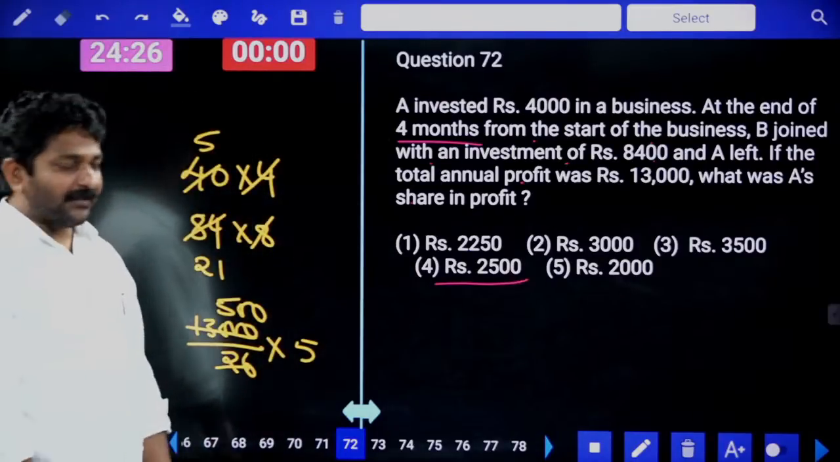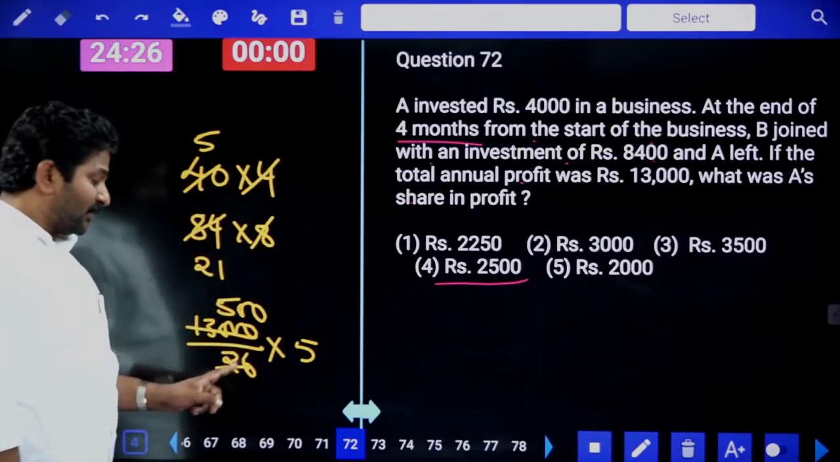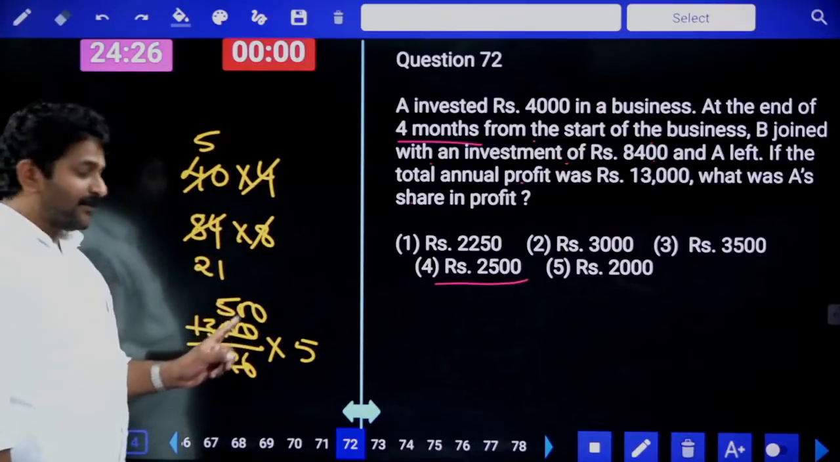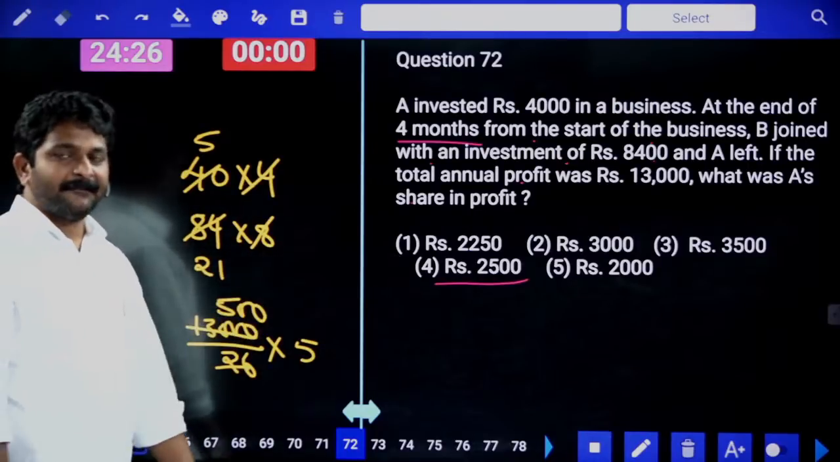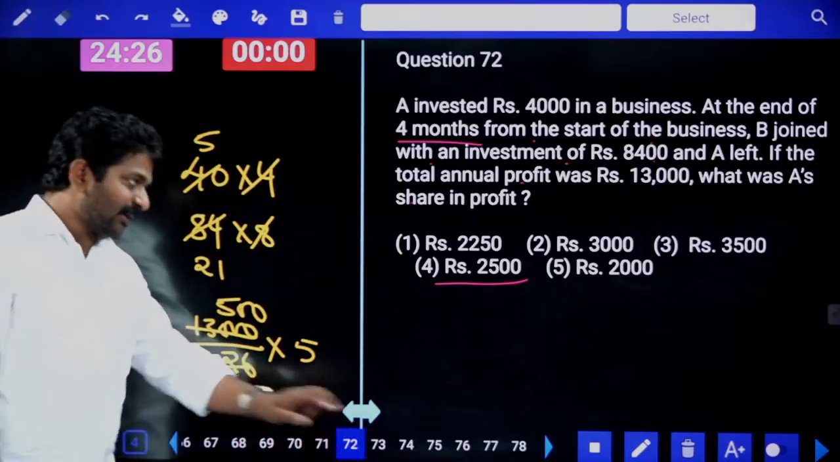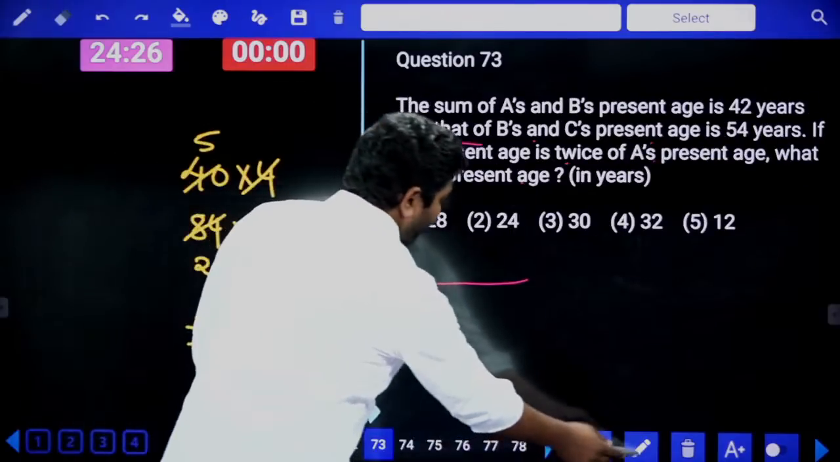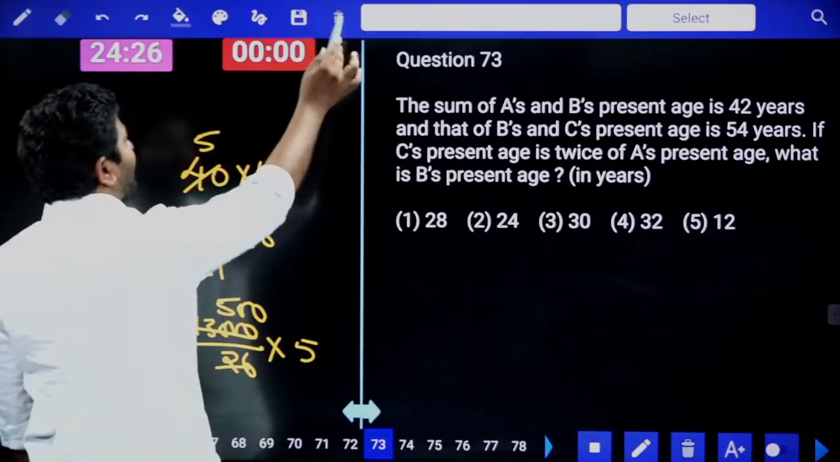Fourth option is our final answer. 13,000 by 26 is 500, times 5, that is 2,500. Fourth option is our final answer. And next question.